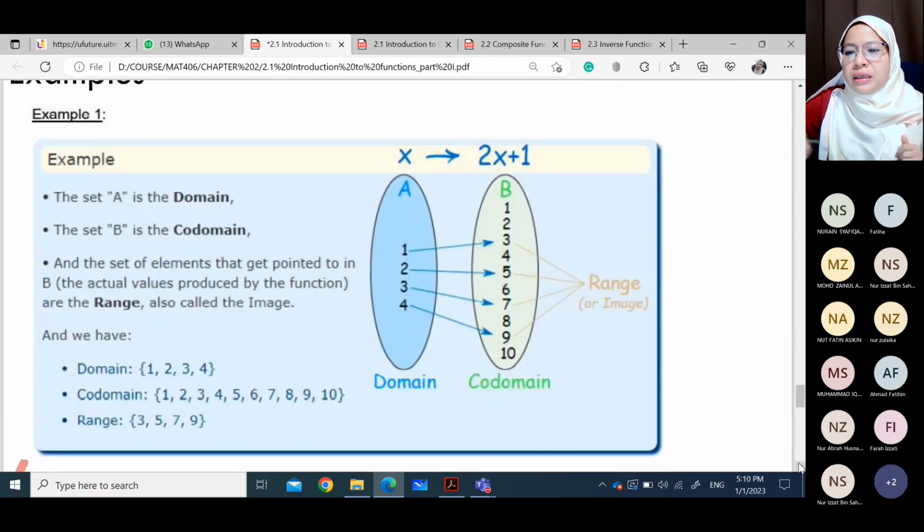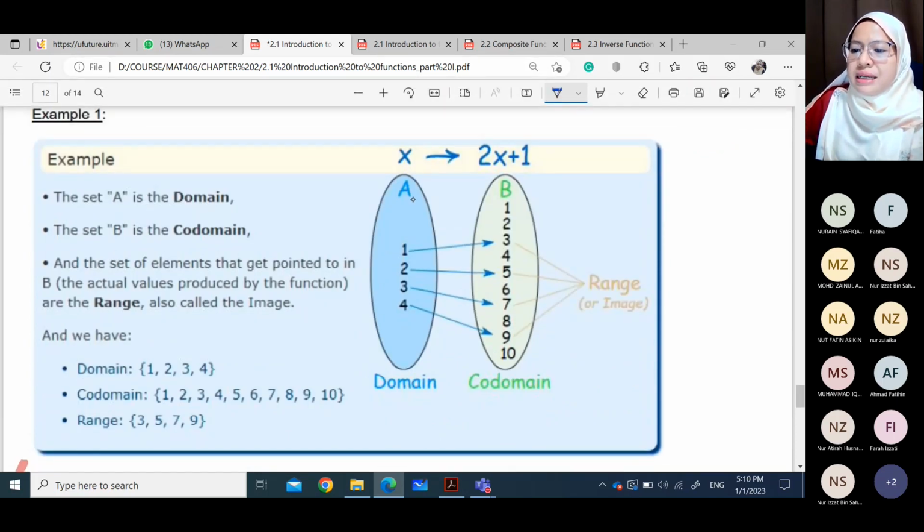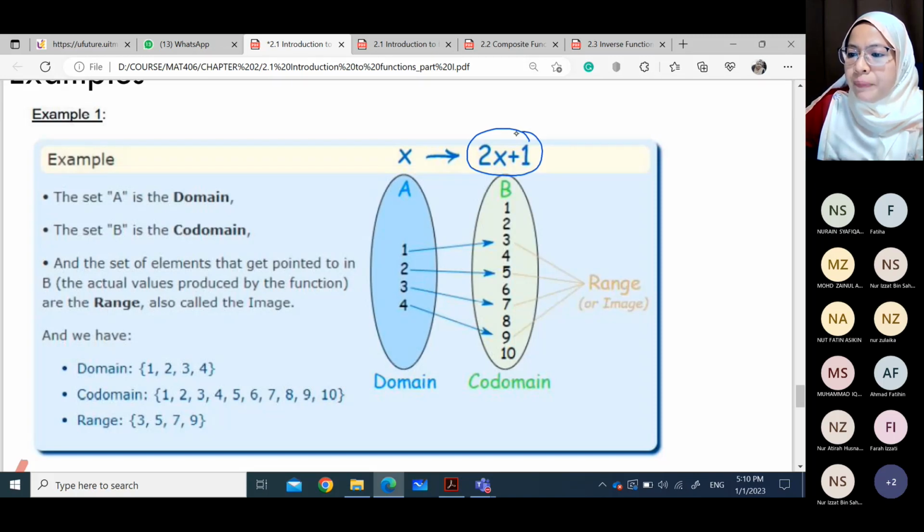So example 1. So in this example, we have two sets A and B. So the relation between A and B is 2x plus 1, where value f of x in set A. Ini semua adalah nilai-nilai bagi x. Okay. So in set A, we call it as a domain. So yang ini adalah domain. And then B kita panggil sebagai codomain. B adalah codomain. So element in domain is 1, 2, 3, 4.